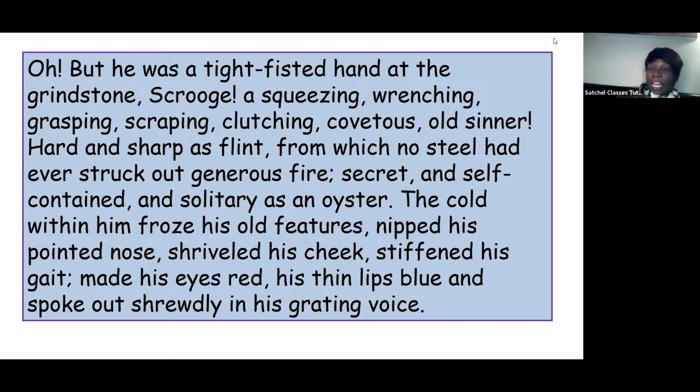His eyes are red. Look at the color symbolism, that sense of danger. When you see red, it's that sense of danger and anger that's flickering there. His lips, thin lips, are blue. And blue, that's often that sense of deadliness. There's nothing with him that's warm or human or tactile. And he speaks shrewdly. So he's always planning and manipulative and trying to swing things around for himself with this voice that's constantly irritating. So this intrusive narrator really gives us a very strong sense of who Scrooge is.